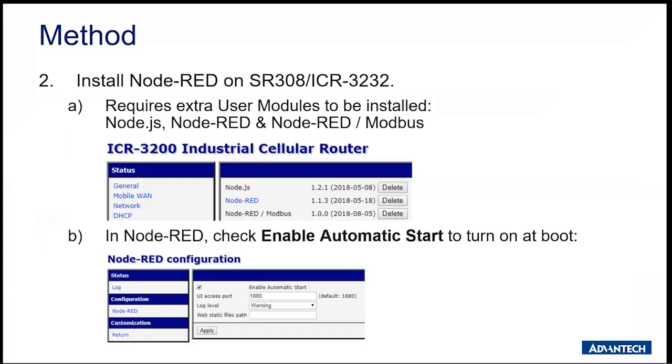And the second step was to install Node-RED. So as we mentioned before, you need to install Node.js first because that's what it's built off. Then we install the Node-RED module itself, and then there's an extra user module called Node-RED/Modbus. This adds the Modbus TCP and serial nodes to our Node-RED installation. And then we have to go into Node-RED and enable automatic start to turn it on. And then once it starts, it boots up.